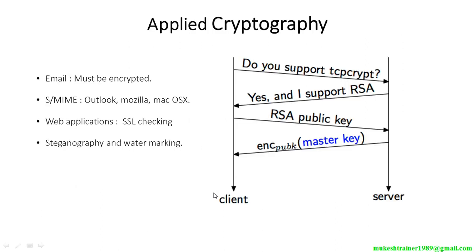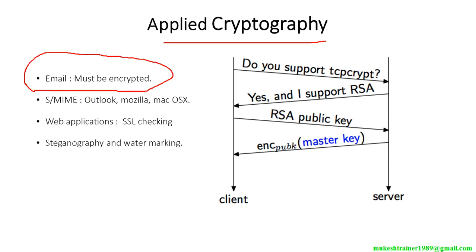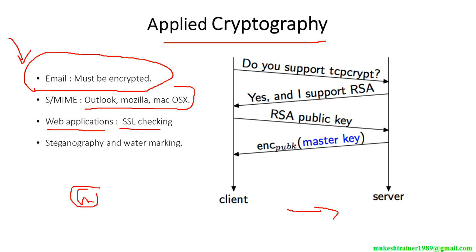So moving next to applied cryptography. Email must be encrypted. First of all, whenever you make an email, make your receiver aware that it is an encrypted email, and he should know how to decrypt it. Okay, there is a method these days, like in Gmail, if you send an email, the receiver receives it, but he needs to add some password to access it. So here there is Outlook, Mozilla, Mac OS for email encryption. Many web applications use SSL checking.